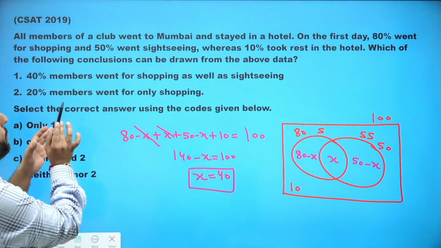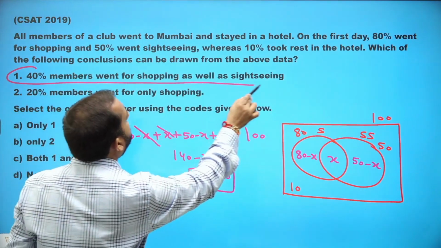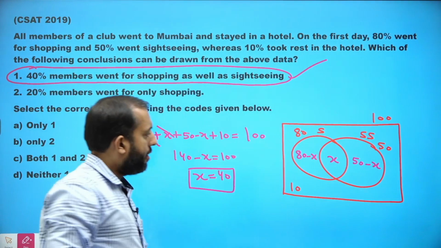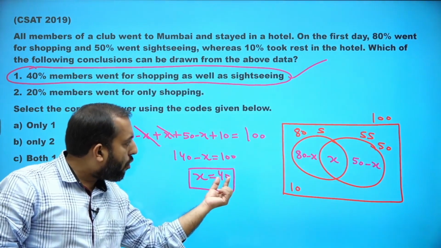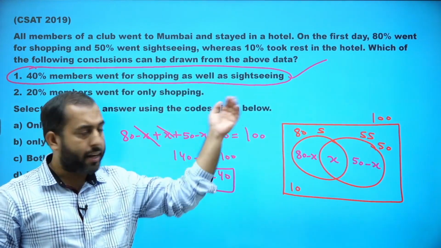Now, if you pay attention to the first statement, 40% members went for shopping as well as sightseeing. So it is clearly visible from here. Why? Because 40 is 40% of 100. That is why statement 1 is correct.